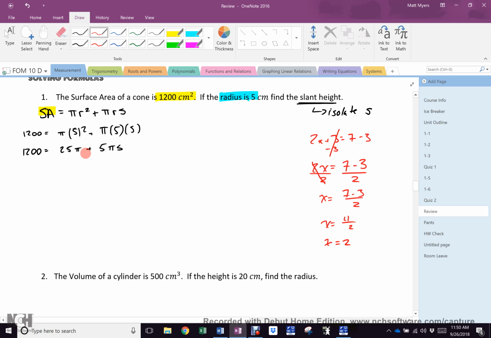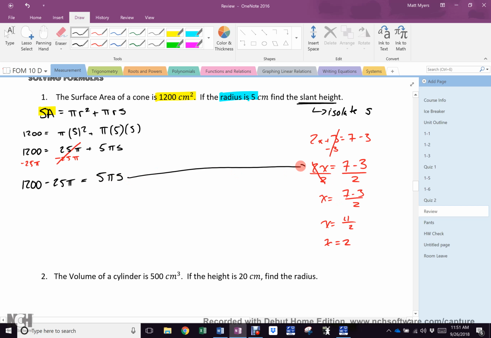You're going to do the same thing here. You need s alone, so you better start far away from s like we did here. This is positive 25 pi, so I must subtract 25 pi. Now that is gone. If I take it from one side, I have to take it from the other side. Minus 25 pi. And I rewrite it because I'm not lazy, and if I write it out, I can't do it wrong. 1,200 minus 25 pi equals 5 pi slant.